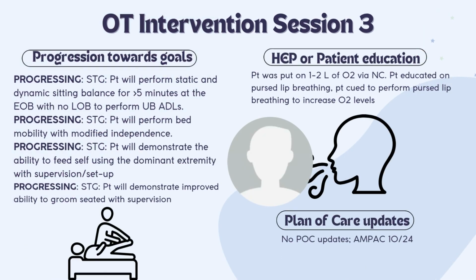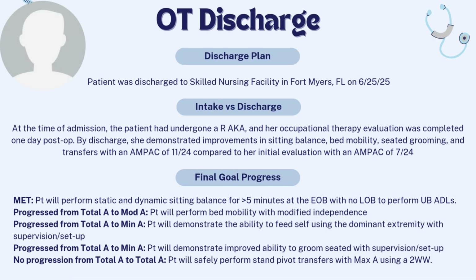During intervention session 3, she did make progression towards the following goals, which were her sitting static and dynamic balance, her bed mobility, her ability to self-feed, and her ability to groom while seated at edge of bed. Patient education was that the patient was put on 1 to 2 liters of oxygen via nasal cannula, and the patient was educated on how to pursed lip breathe. And then the patient was cued to perform pursed lip breathing to increase oxygen levels. There were no plan of care updates, and her AMPAC was a 10 out of 24. Her discharge plan was to be discharged to a skilled nursing facility in Fort Myers, Florida on 6/25/25.